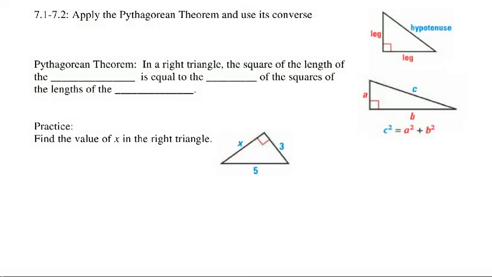In this video, we're going to talk about Pythagorean theorem and its converse. So that's going to be something new. The first half will be a little bit of review, and then the second half will be some new material. So first, your Pythagorean theorem, you can use in a right triangle.